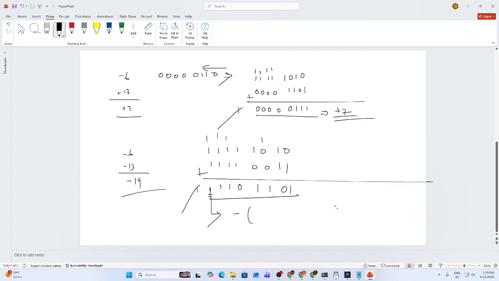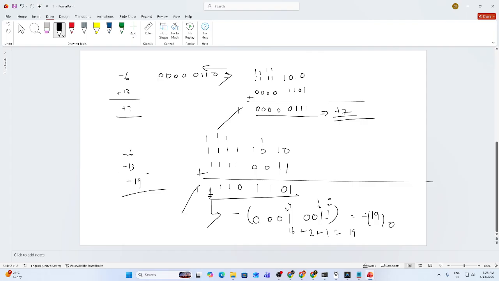To find the magnitude, you take the 2's complement of this number. So how to get the 2's complement of that number? Just write 1 0 0 0. This is nothing but minus 19. You can interpret this as minus 19 to the base 10. So this is 2 power 0, 2 power 1, 2 power 3, 2 power 4. So 16 plus 2 plus 1, this is 19. So minus sign, minus 19.